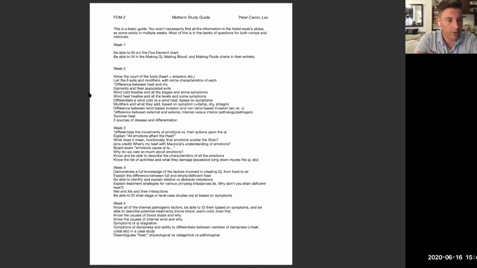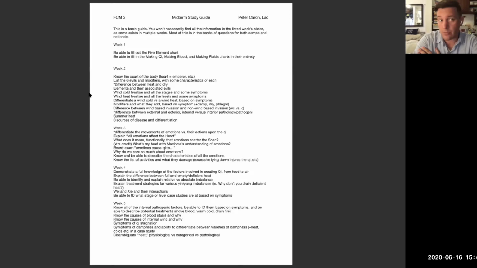So I need you guys to be able to fill out the five element chart, right? In theory, this is what we're going to be starting off the semester with. I'm just adding in a bunch of multiple choice questions here, like what's the season of metal? So fairly basic, introductory stuff, but I need you guys to be able to do that. I need you to be able to fill in the making chi, making blood, and making fluid charts in their entirety. This is also in week one.